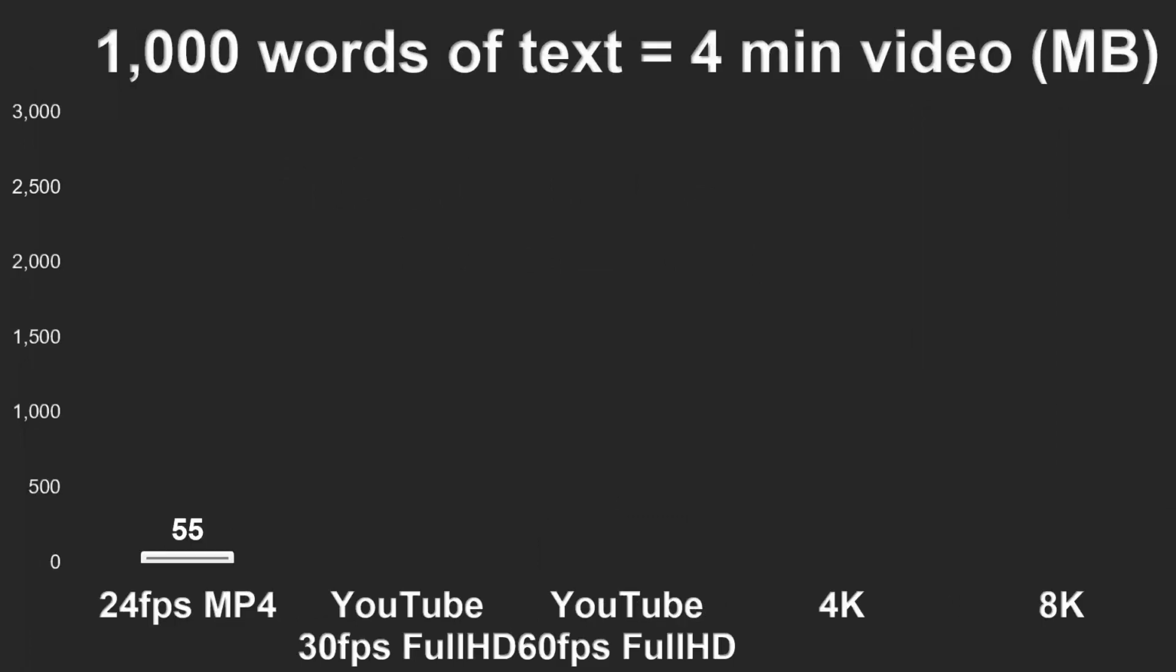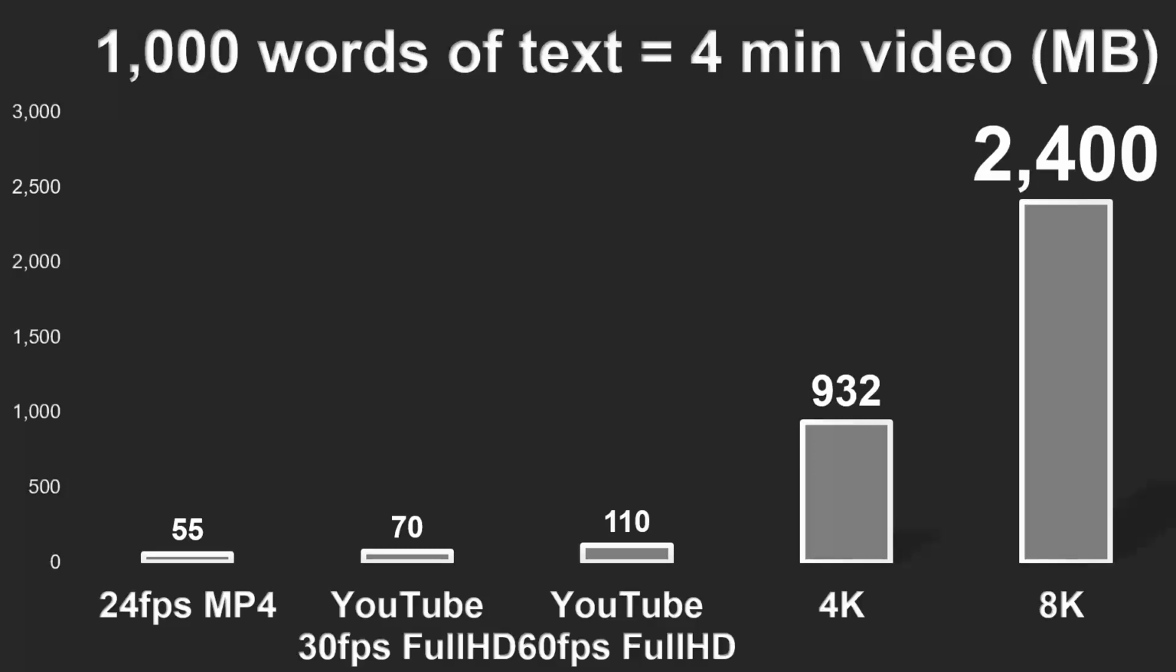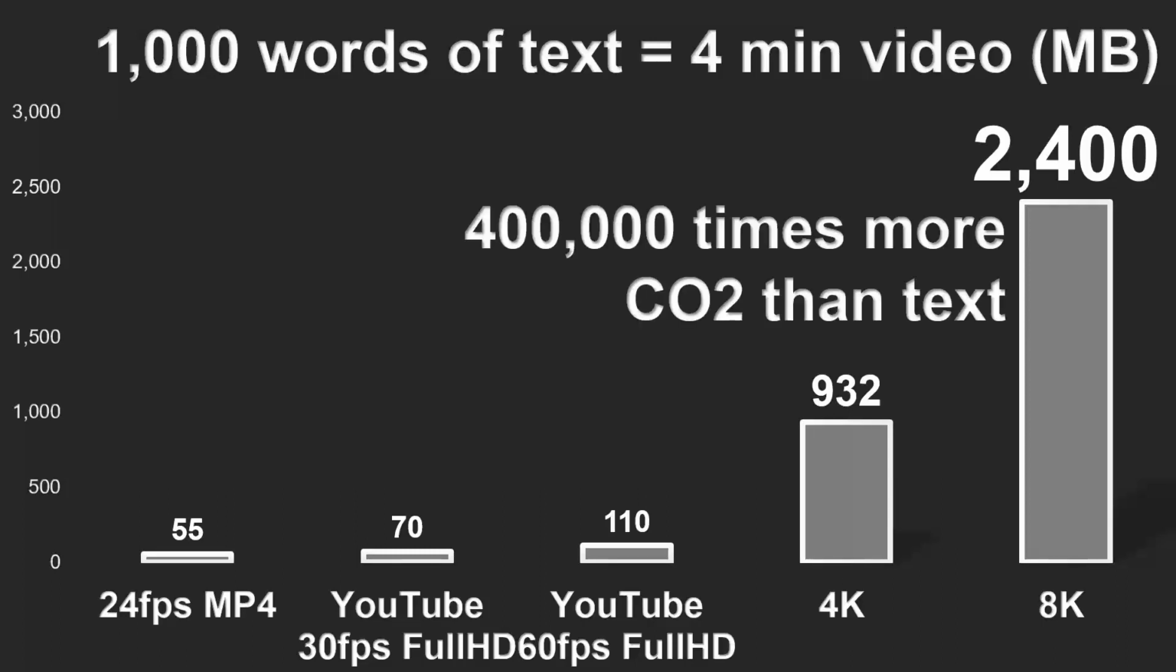A 4-minute video, 24 frames per second MP4, about 55 megabytes. YouTube standard, about 70. YouTube more high definition, about 110. At 4K video, 932, not kilobytes, megabytes. At 8K, about 2.4 gigabytes in the process. So 8K video can be 400,000 times more polluting than text. So we see the scale of our choices. So again, not saying don't use video, but really think about the video. And every second counts.